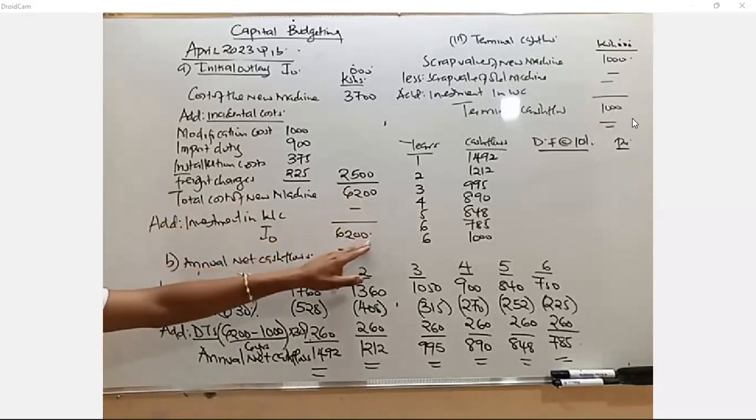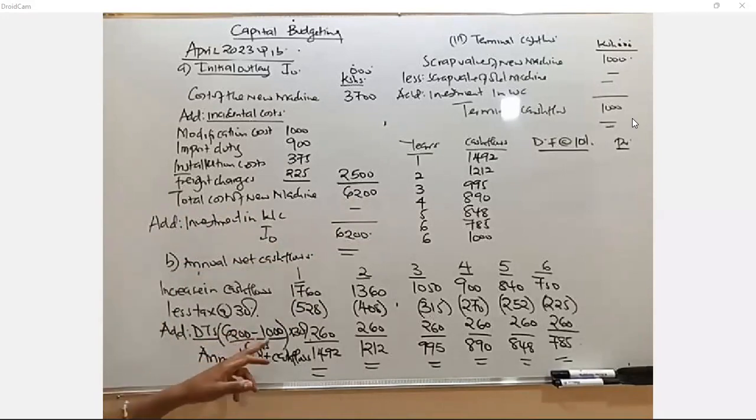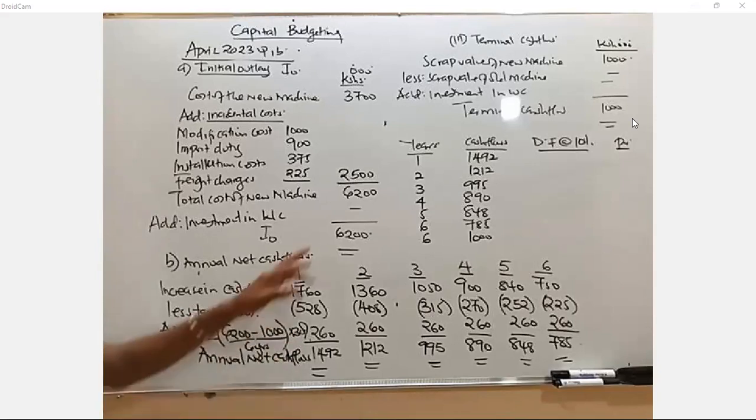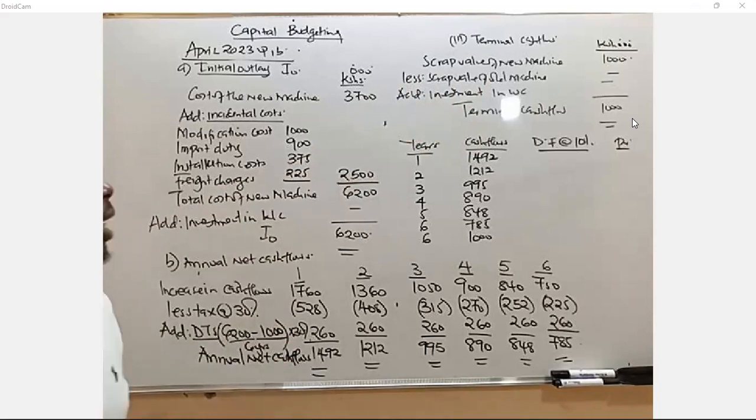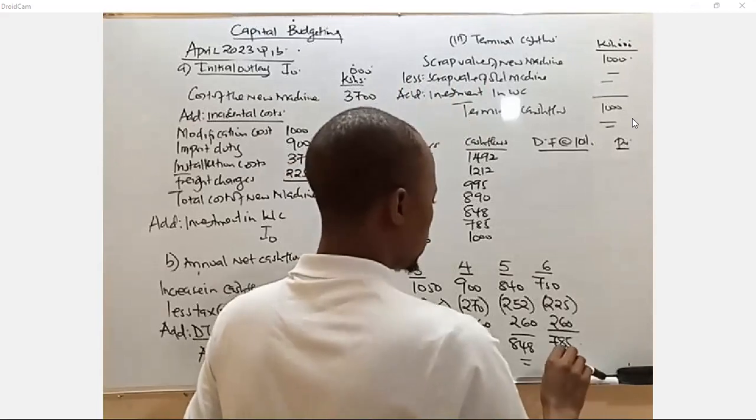In that case, you subtract the scrap value of the new machine. Then you divide by the number of years. Then you multiply by the tax rate, which is 30%, to get the depreciation tax shields. All of that you add, then you get your annual net cash flows. From there, we go to the terminal cash flows. We take the scrap value of the new machine, which is 1,000. We less the scrap value of the old machine, which we don't have. If we had investment in working capital, we would have added it there. What we get down there is the terminal cash flow of 1,000.